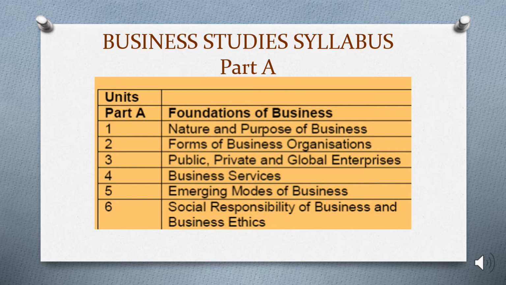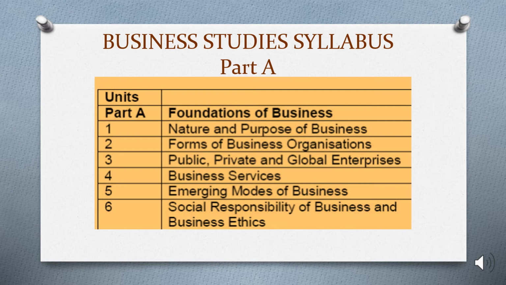So we will learn the advantages and disadvantages of each of these forms. Okay, what are the positive points, what are the negative points about all these forms: sole proprietorship, partnership, company, all this we will learn, okay, in forms of business organizations.